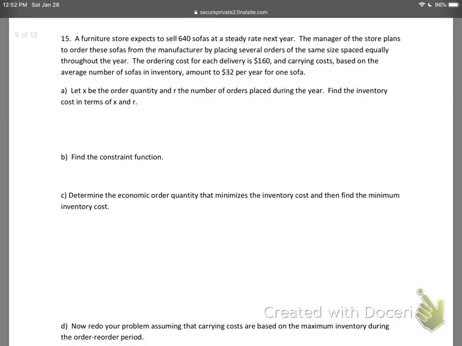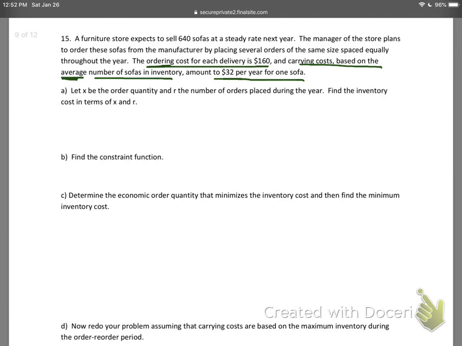Okay, question 15 is telling us a furniture store expects to sell 640 sofas at a steady rate next year. The manager of the store plans to order these sofas from the manufacturer by placing several orders of the same size spaced equally throughout the year. The ordering cost for each delivery is $160. And carrying costs are based on the average number of sofas in inventory, and they are $32 per year for every sofa.